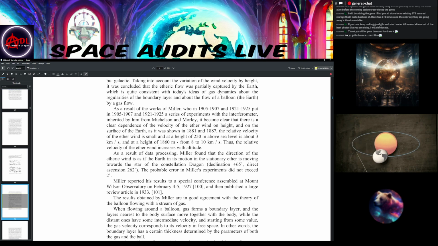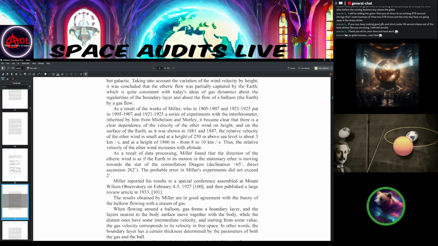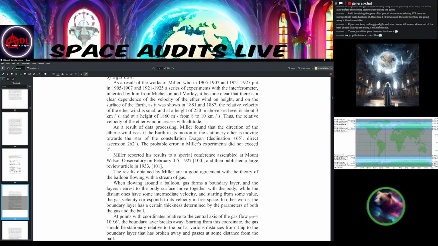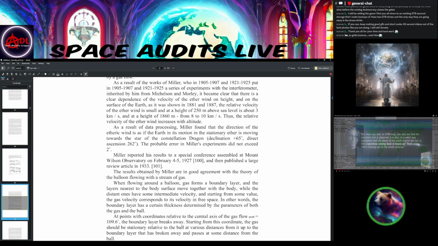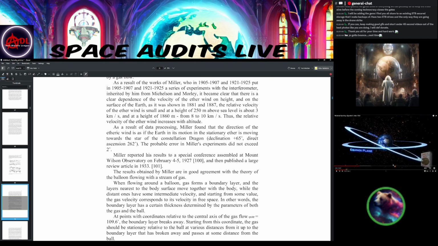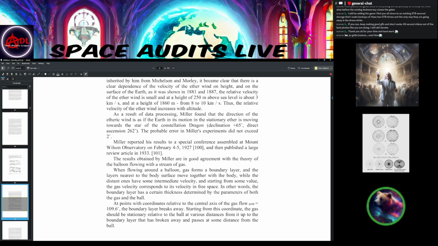Allegedly. So, let's see. As a result of data processing, Miller found that the direction of the etheric wind is as if the Earth is in motion in a stationary ether moving towards the star constellation Draco at a declination of plus 65 degrees, right ascension 262 degrees. The probable error in his measurements did not exceed 2 degrees.